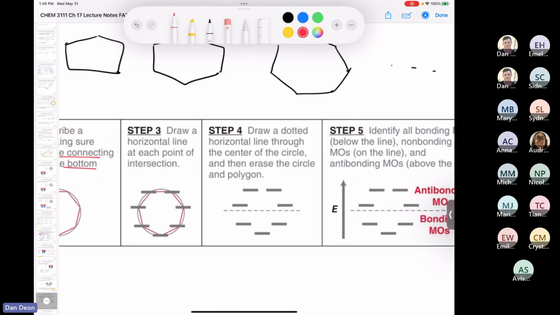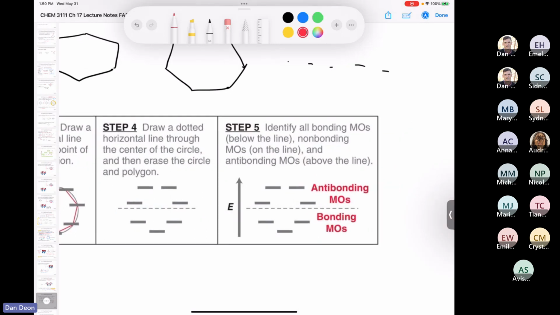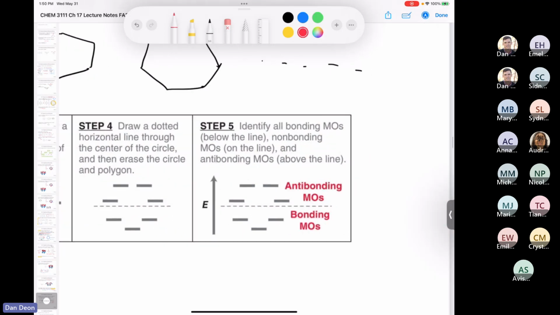Then you draw a dotted line right through the middle. Anything above the dotted line is anti-bonding. Anything below it is bonding. And of course, if you get something right on the line, we call that a non-bonding MO.